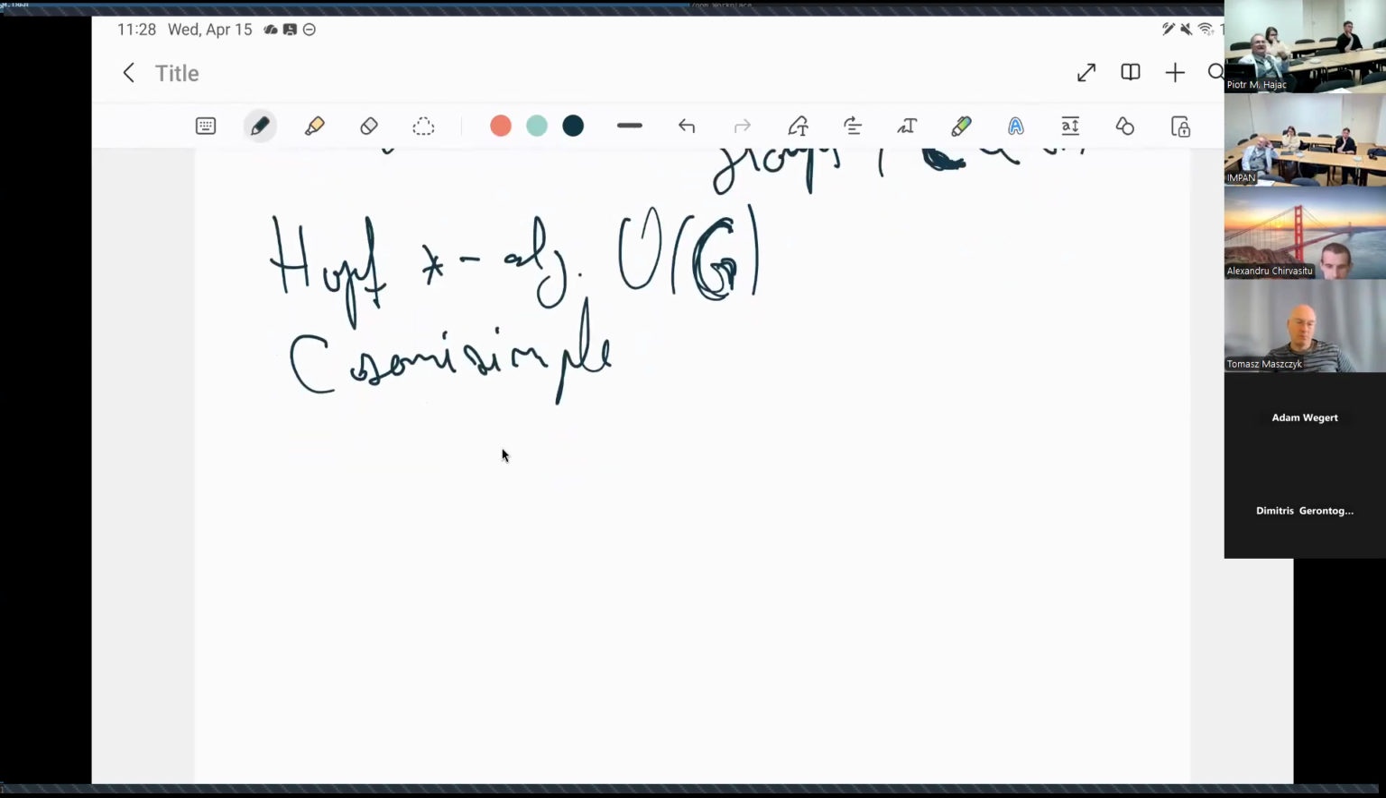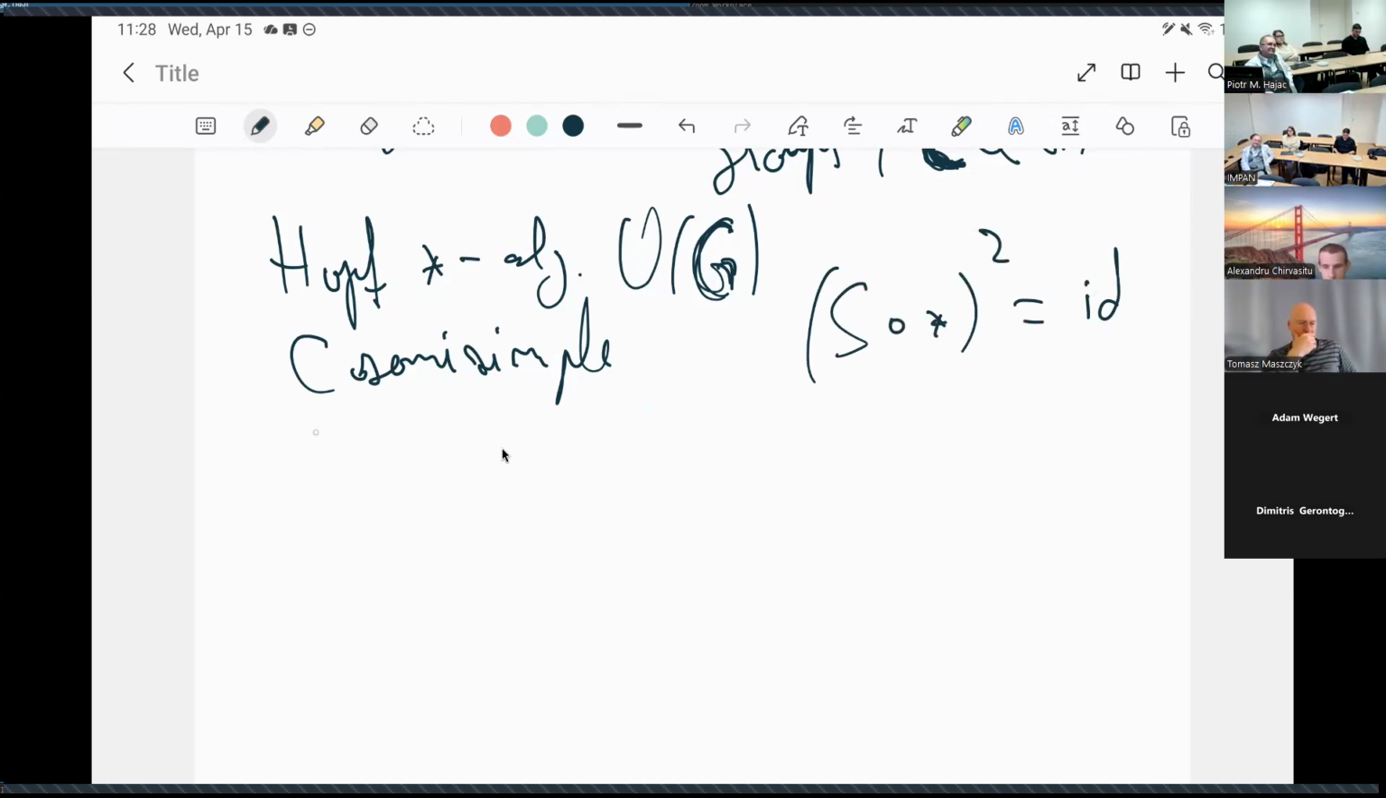And you do have a condition for the antipode, that star composed with the antipode squared is identity, right? I don't think I need that. Normally when people say Hopf star algebra, they mean this. Star composed with S is the identity.